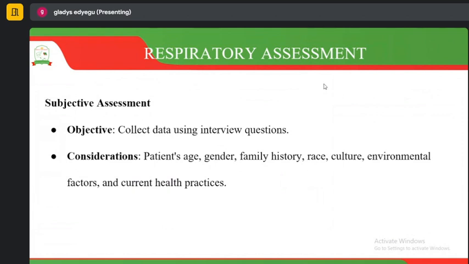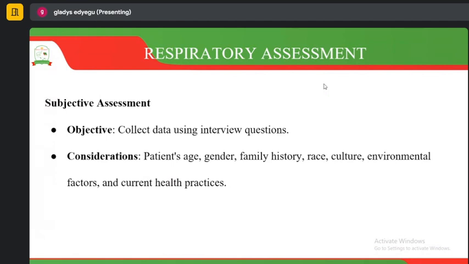So, we have to get the subjective assessment and also the objective assessment, whereby we started in our first topic when we just introduced the health assessment that we have to collect data in two ways. We have the subjective data, whereby we do the subjective assessment. Then also we have the objective assessment, where we collect the objective data.